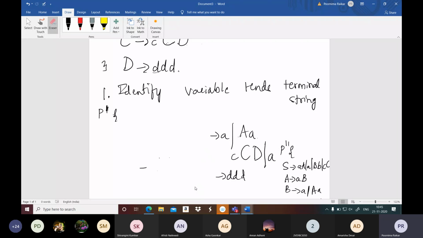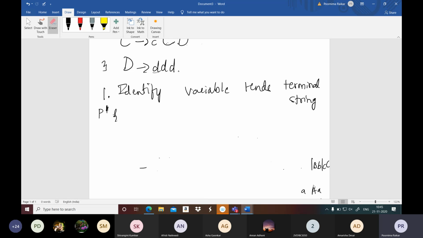So I'll just write all these rules. I just changed my question. I just removed one part of the question, that is C with A. That means I have to use S with A. A can be terminal, A can be sub-terminal, B.